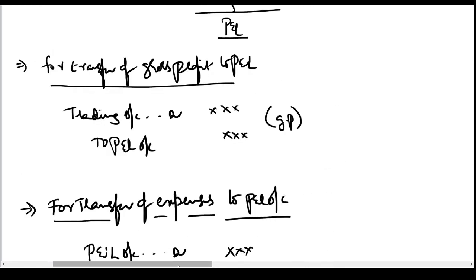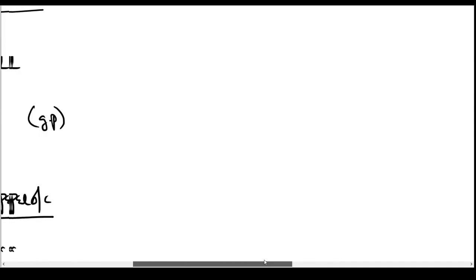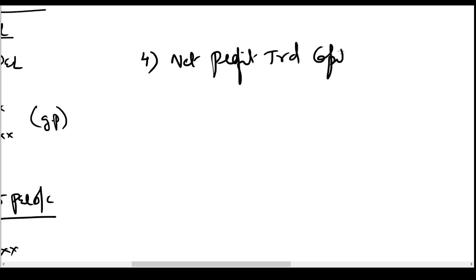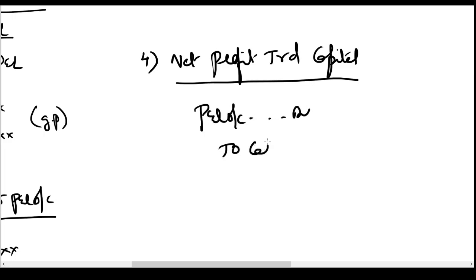Next, if there is a net profit in the profit and loss account, net profit is transferred to capital account. So if there is a net profit in the P&L account, that net profit is transferred to the capital. What is the entry we pass? P&L account debit to capital account with the amount of net profit.